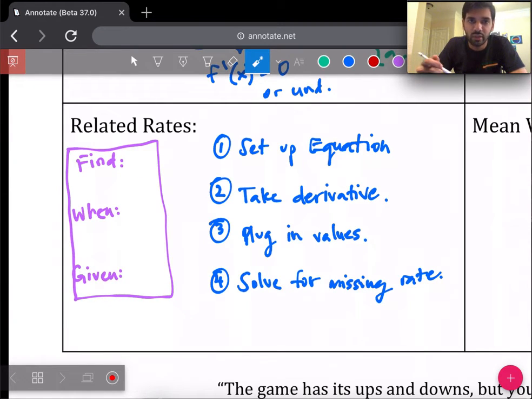And your steps to solving a related rates problem are, you have to set up your equation. Once you have it set up properly, you need to take the derivative. And it'll probably be d something dt. I'll work an example of that as well. Plug in your essential values, like what's given to you, plug those into the derivative, and then you solve for the missing rate that you were trying to find in the first place.